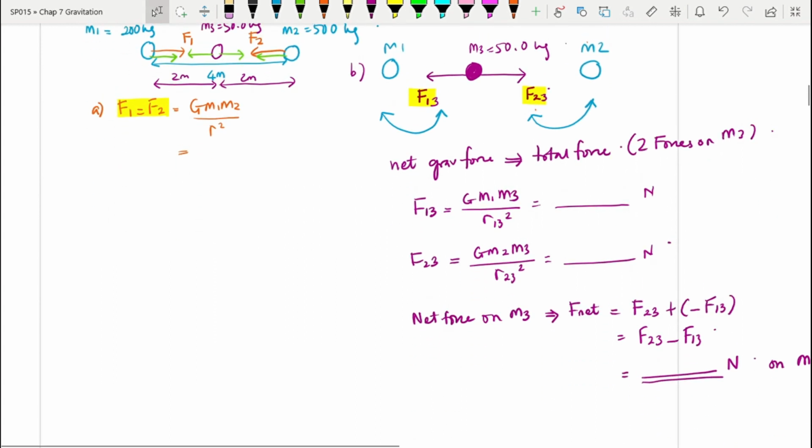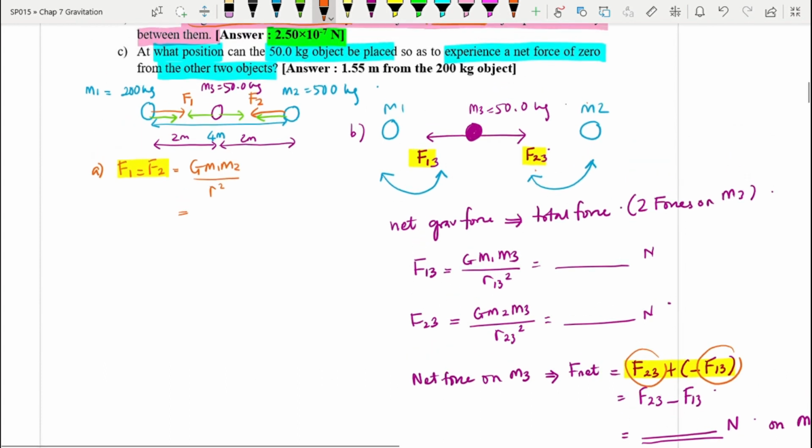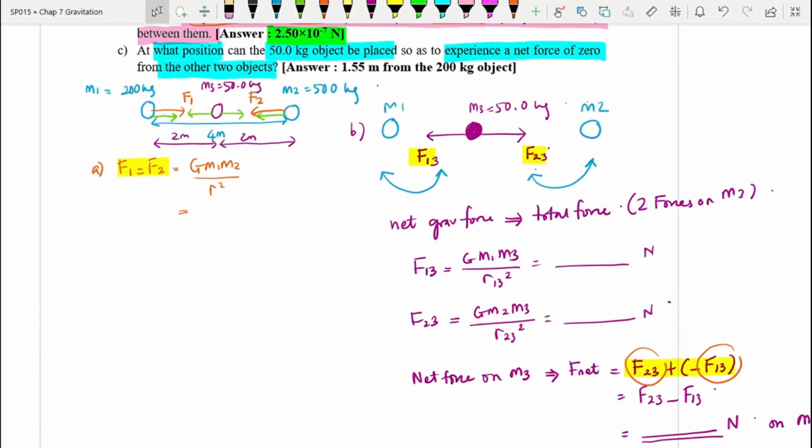Okay, bila kita tengok soalan B tadi, kita ada buat F23 tolak F13. Bila kita tolak, ada tak possibility dia akan jadi kosong? Mungkin ada apabila nilai F23 dengan F13 ni sama exactly. Dia boleh jadi kosong. So, maksudnya dekat sini, it could be 0 net force on mass 3. Tapi macam mana nak jadikan dia 0? So, let's discuss. Okay, untuk C.